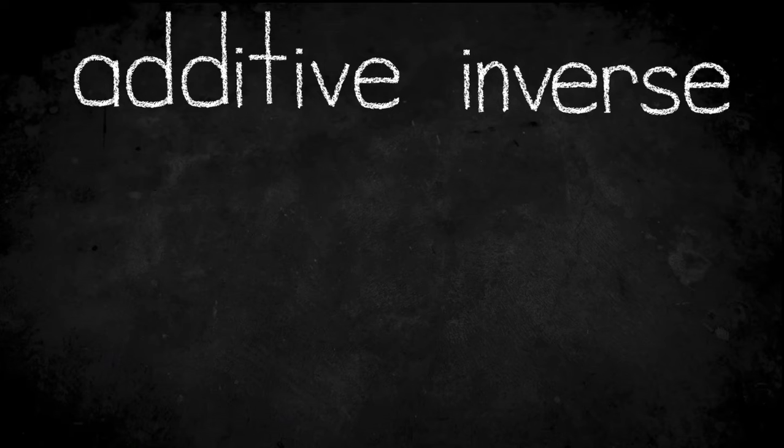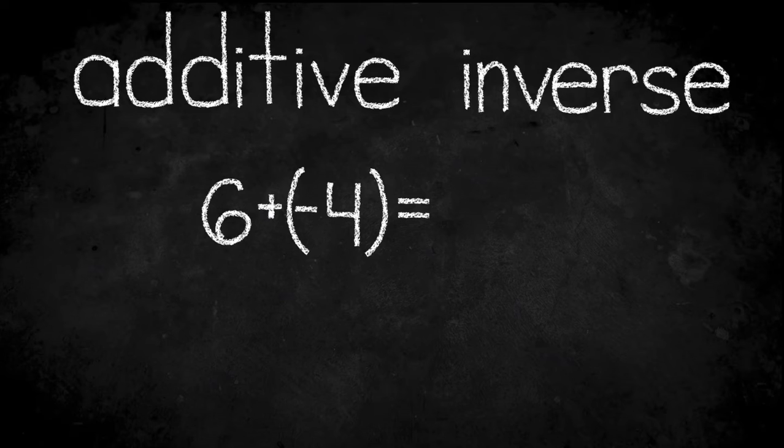So additive inverse. Well, we use additive inverse when subtracting or adding negative and positive numbers. Like for example, when you are adding 6 plus negative 4. Now, what we do is we make it easier to add or subtract, right? So what we do is we leave the first number the same, and we change whether we subtract or add, and then we change the sign of the second number.